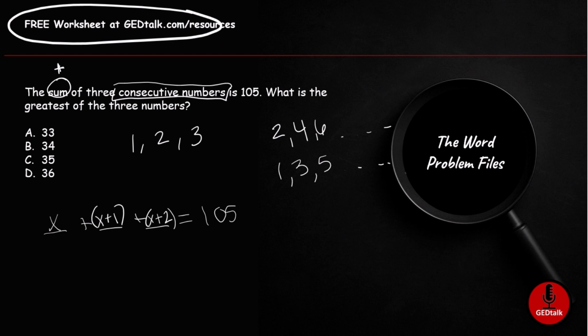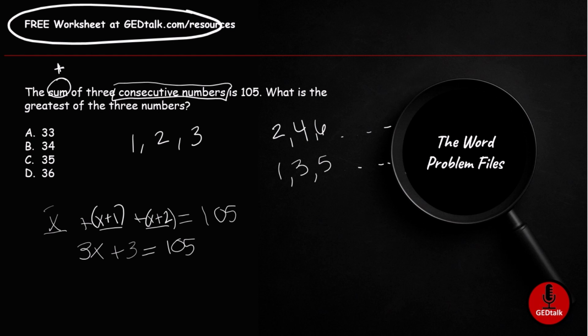So now when I look at my problem, I have x plus (x plus 1) plus (x plus 2). And I notice that they're like terms. So I'm going to combine my like terms, and I have 1, 2, 3x, and then 1 plus 2 is going to give me 3. So now I have 3x plus 3 equals 105.